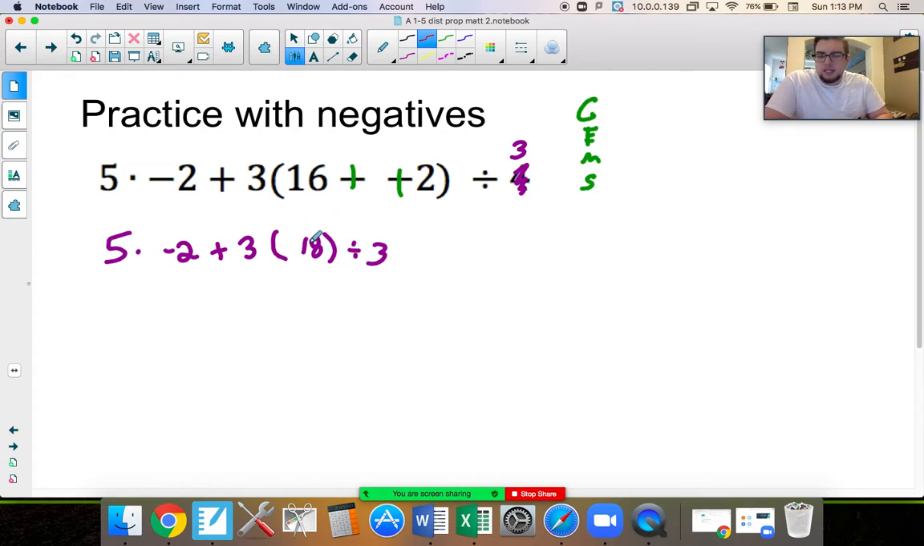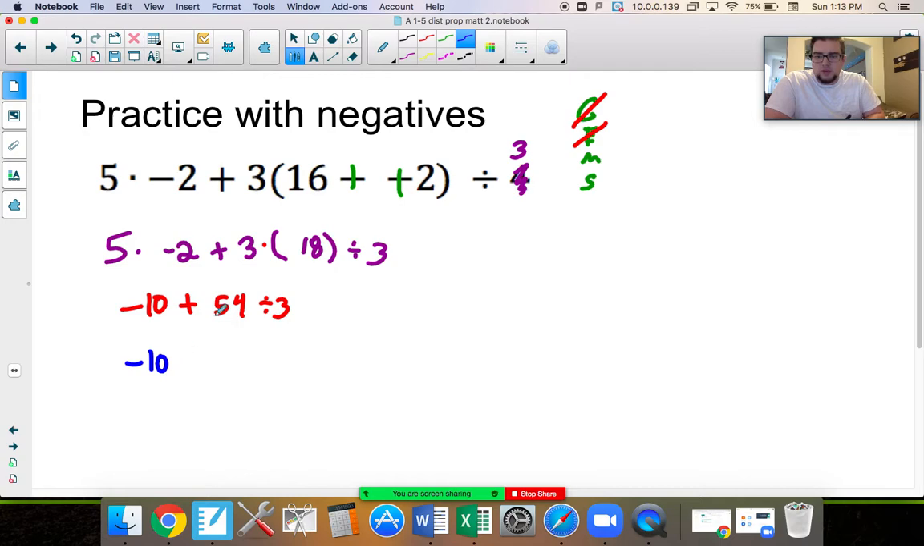Even though the 18 is still in parentheses, there's nothing we can do within those parentheses themselves. No exponents, so we move on to multiplication and division. So 5 times negative 2 gives us negative 10, plus 3 times 18 gives us, well, that's 30, 24, so it gives us 54. I'm going to carry down the divide by 3. So what I did was I did the multiplication. I'm still left with some division here, so I'm still on the M step.